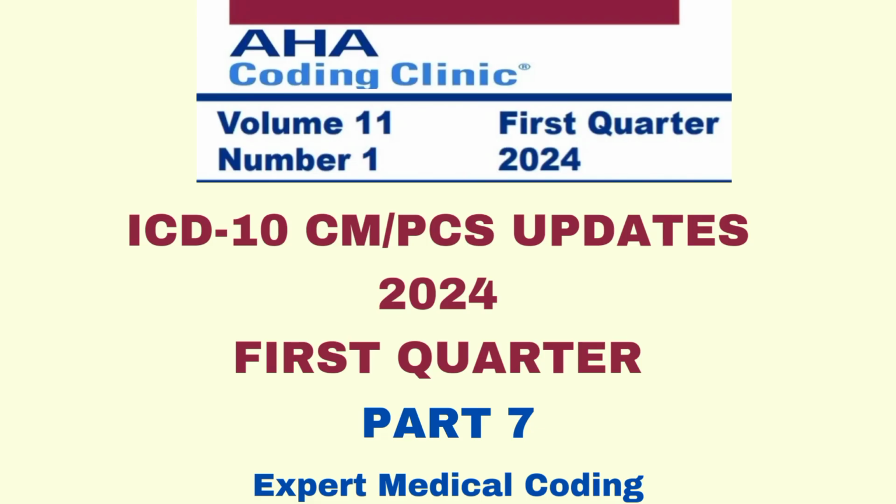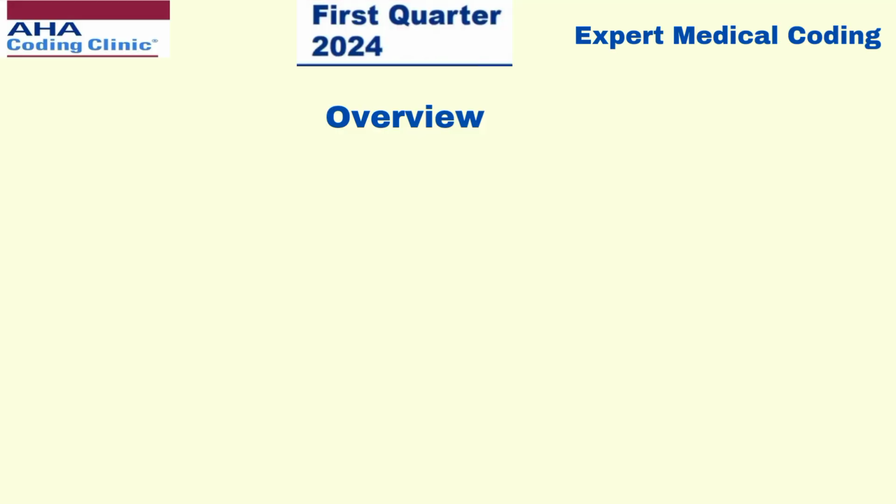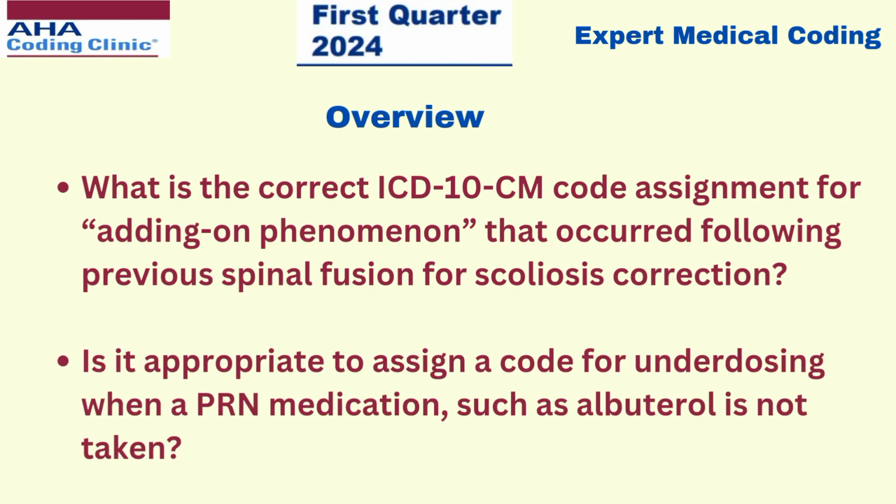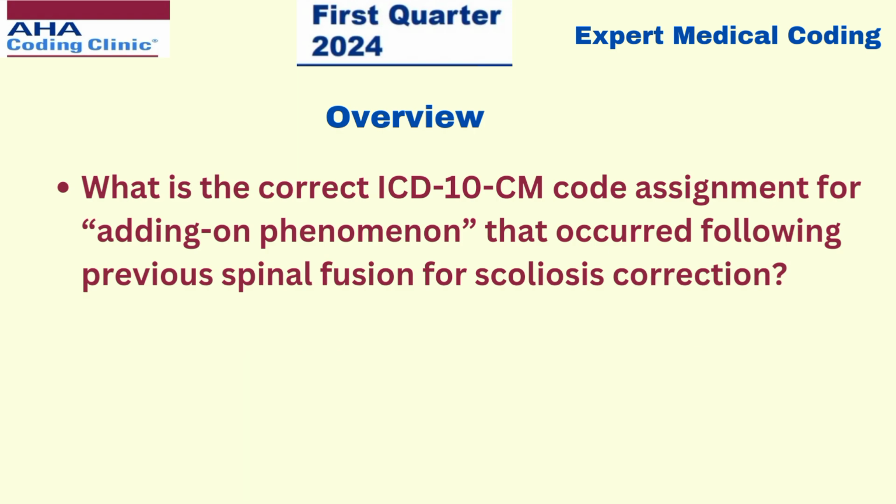In today's video, we're going to learn about ICD-10-CM/PCS updates 2024 first quarter, part 7. In this video, we're going to cover two Coding Clinics. The first one is, what is the correct ICD-10-CM code assignment for adding-on phenomenon that occurred following previous spinal fusion for scoliosis correction? And the next one is, is it appropriate to assign a code for underdosing when a PRN medication such as albuterol is not taken? So let's get started with the first one.